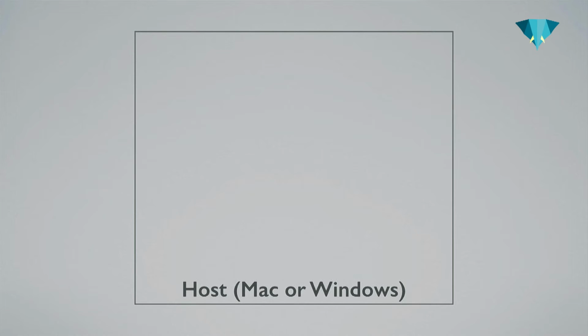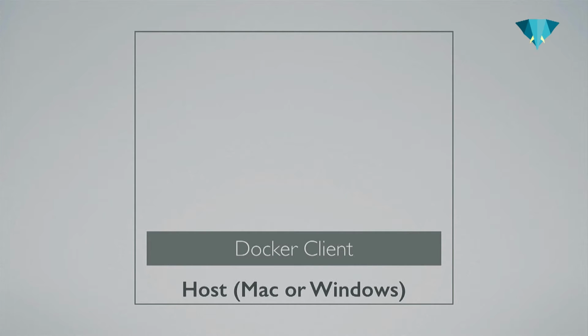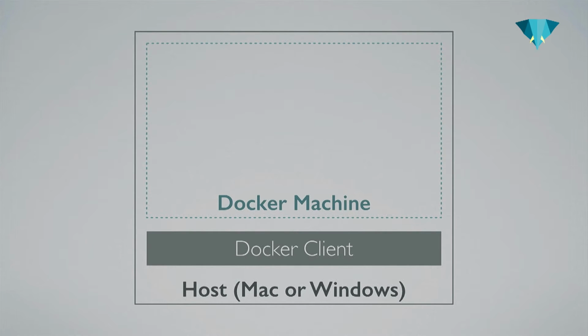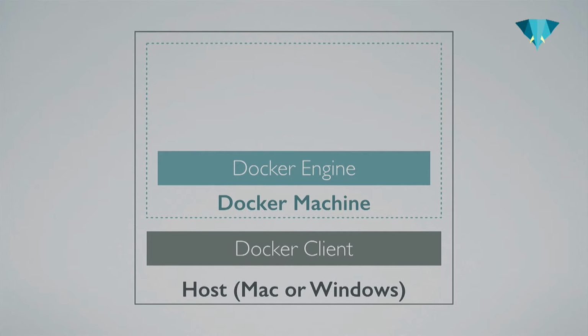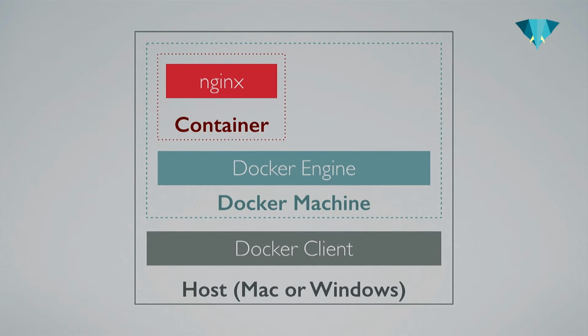It works like this. On your host, and this is Mac or Windows, you have some Docker client. The standard one is Docker CLI. You also have a virtual machine with some Ubuntu being run on some hypervisor. The standard one is VirtualBox. On this virtual machine, you have Docker engine installed. All your containers are being run on this virtual machine.